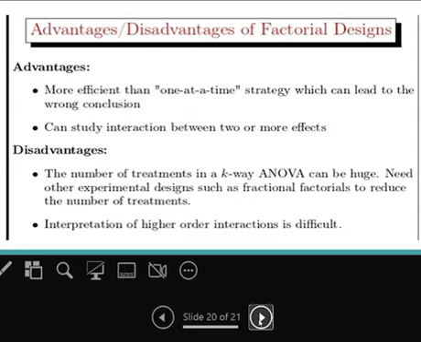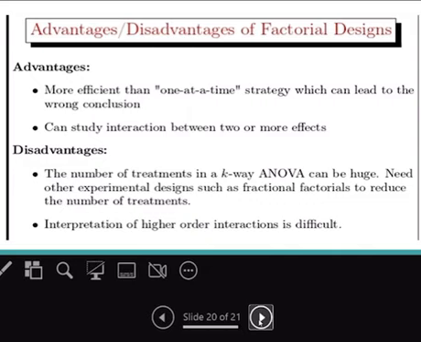But when you actually investigate all these factors in one model, that will be gainful to the economy or to the scientific community. They can study interaction between 2 or more factors, because if you're only looking at one at a time, there's no way you can incorporate interaction. Then what are the disadvantages? As the number of factors increases, you're going to perform so many experiments, and that will be costly. Don't forget we're limited by budget. But how are we going to do it? That will lead us to another topic in this course that we call fractional factorials.